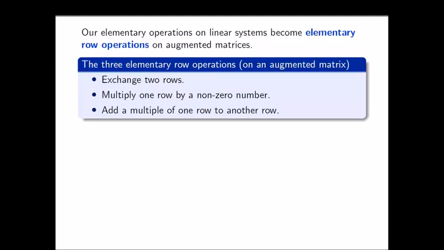So elementary operations on linear systems become elementary row operations on augmented matrices, and the three elementary row operations on the augmented matrix are essentially exchanging two rows instead of two equations, multiplying one row by a non-zero number instead of multiplying one equation, and adding a multiple of one row to another row instead of adding a multiple of one equation to another equation.